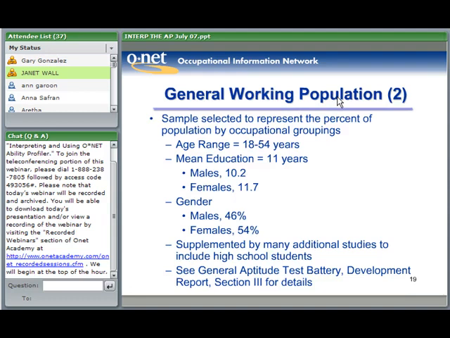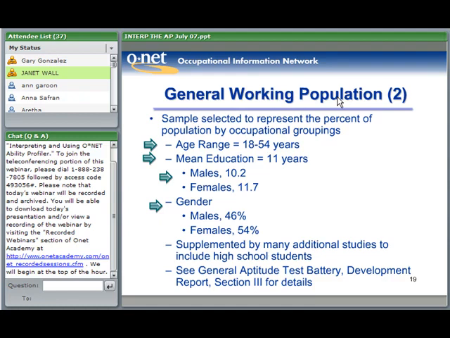The general working population, again, those 4,000 people were selected to represent the proportion or percent of people in those occupational groupings that I mentioned. And some of their characteristics include an age range of 18 to 54. They had an average education of 11 years, with females having a slightly higher education level than males. This is the gender distribution, slightly more females than males in the sample.